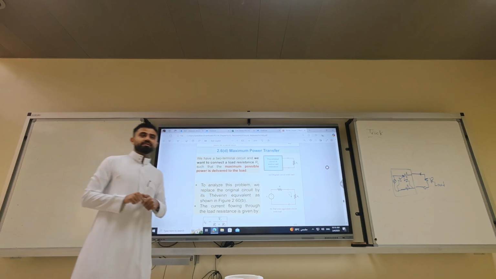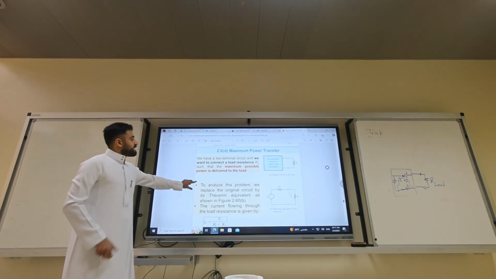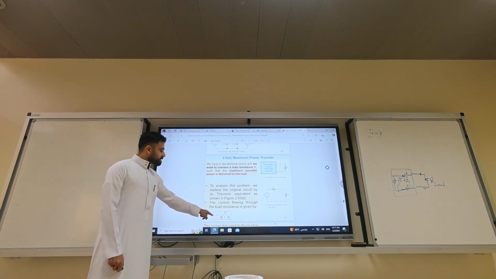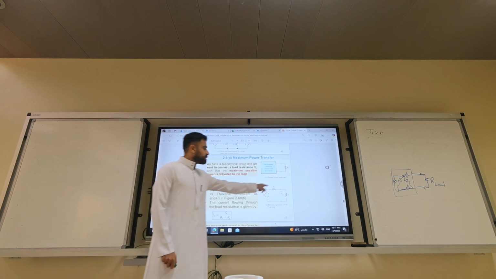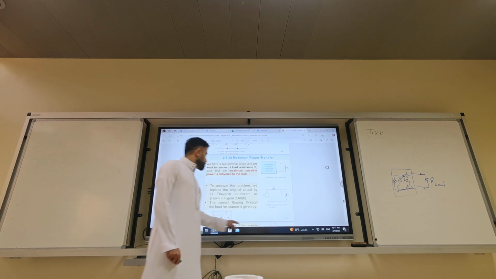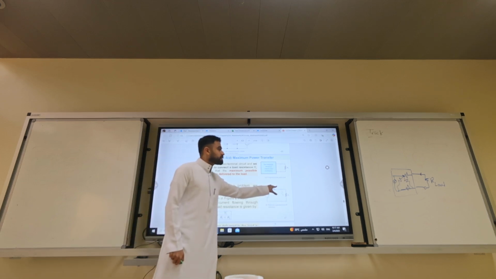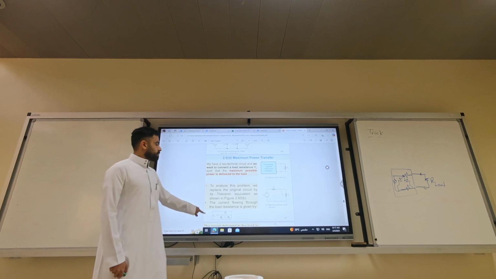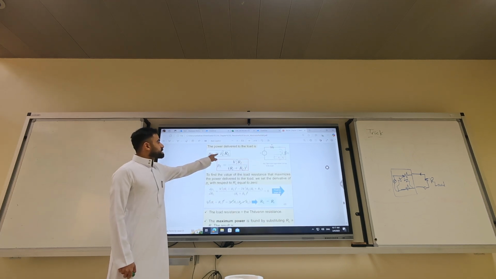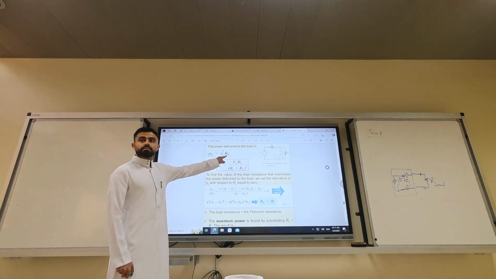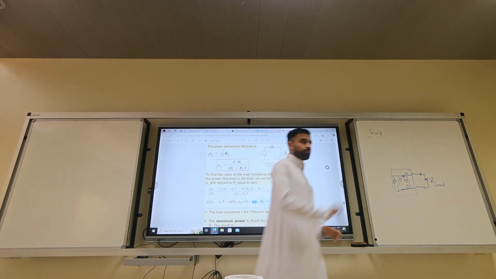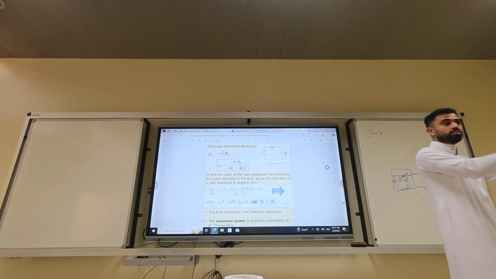So the maximum power transfer is if I extract the current IL from the spaghetti, if I convert it to Thevenin, it should have the same behavior. So the current is Vt over Rt plus R load. But the power is plus I square RL, because it enters from the positive. Passive sign configuration, don't forget. Applied to power, applied to Ohm's law.